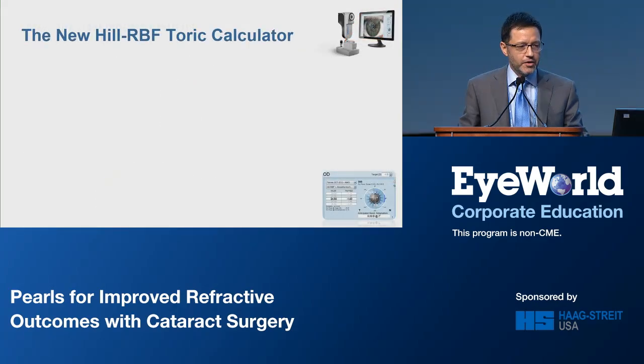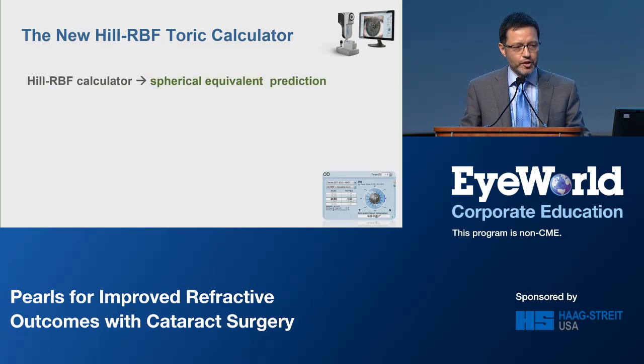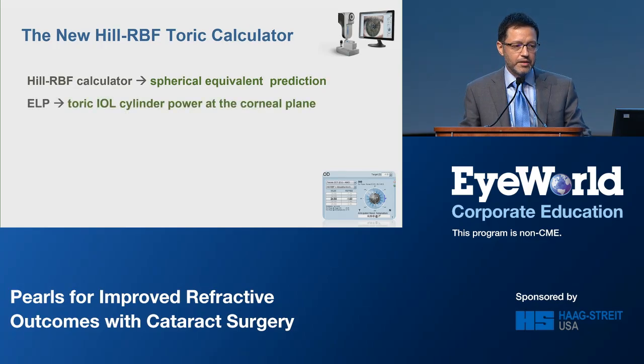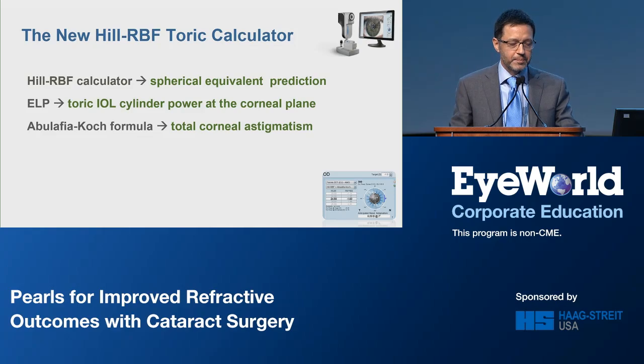So how does the new Hill-RBF Toric calculator work? For the spherical equivalent prediction, it uses the Hill-RBF calculator. And for the toric cylinder power at the corneal plane, it's using the effective lens position. And for the total corneal astigmatism, it uses the Abulafia-Koch formula.